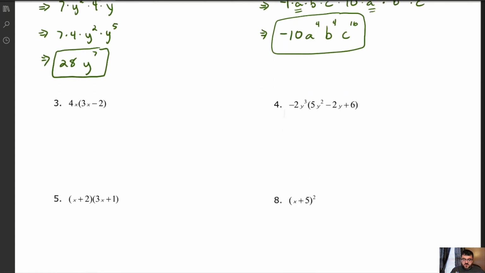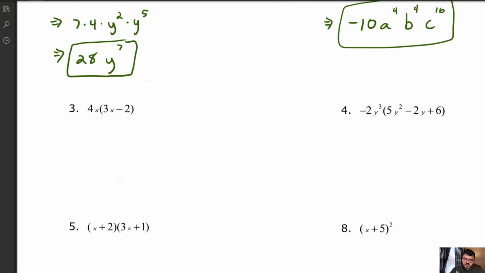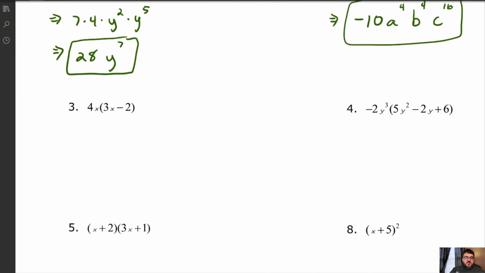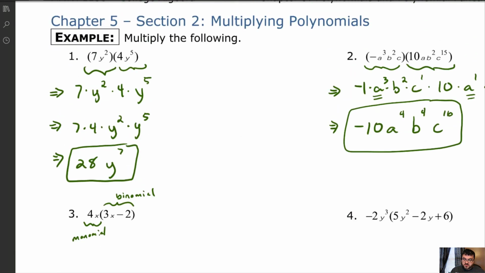Now, the one that's going to first look different here is number 3 down here. This is a monomial times a binomial, and this one is going to work a little differently from the previous ones. This is where you're going to have the distributive property come into play. And the distributive property is a property of real numbers.